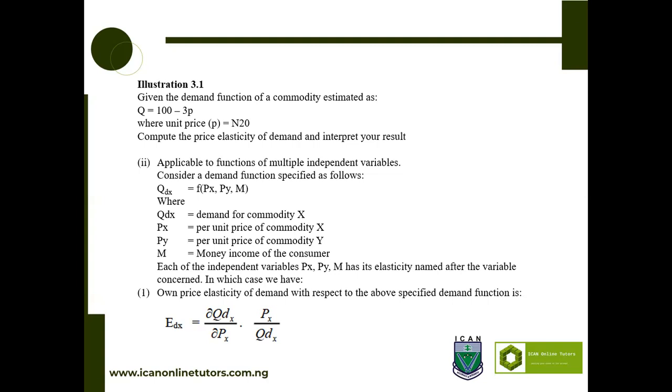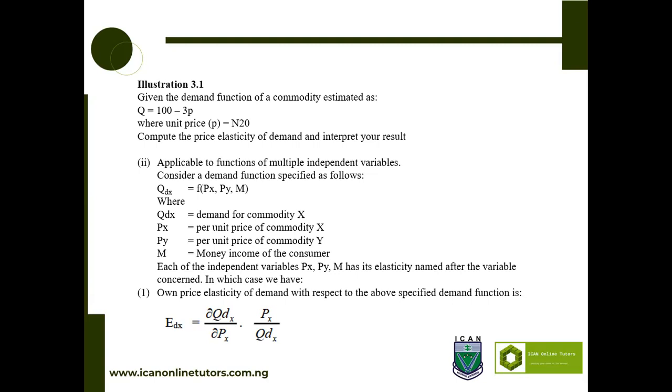So we have the own price elasticity of demand. For each of the independent variables under the applicable functions of multiple independent variables, we consider the demand function, which is specified below. We have QDX equals a function of PX, PY and M, where QDX represents demand for commodity X. PX indicates price per unit of commodity X. PY represents price per unit of commodity Y. M is the money income of the consumer.